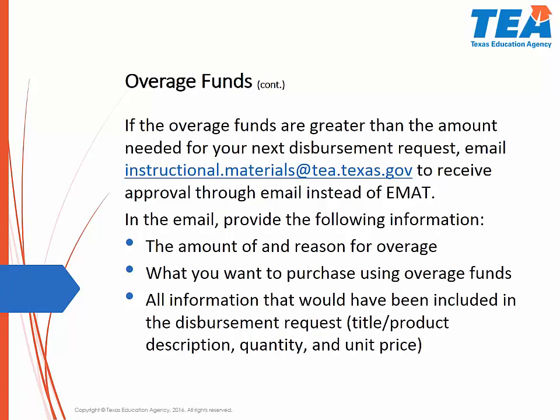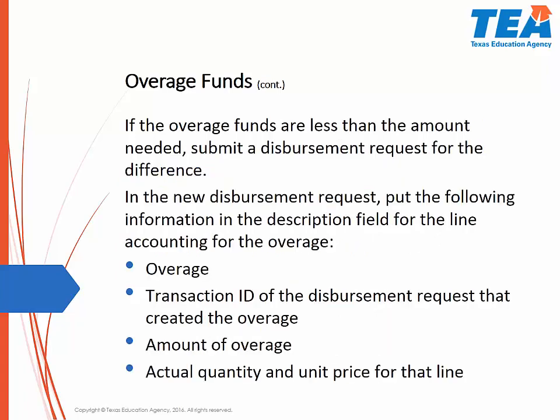If the overage funds are less than the amount needed, submit a disbursement request for the difference. In the new disbursement request, put the following information in the description field for the line accounting for the overage. Put the word overage, the transaction ID of the disbursement request that created the overage, the amount of overage, and the actual quantity and unit price for that line. Enter quantity of 1 in the quantity field and the shortage amount in the unit price field. If you need assistance entering a disbursement request using overage funds, feel free to contact the Instructional Materials Division and we can help you.